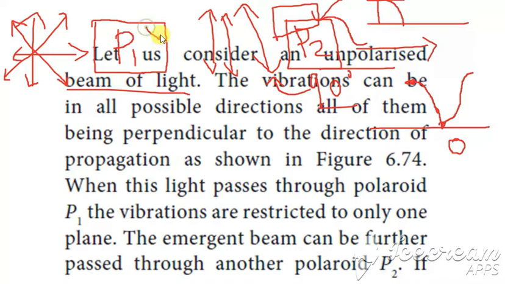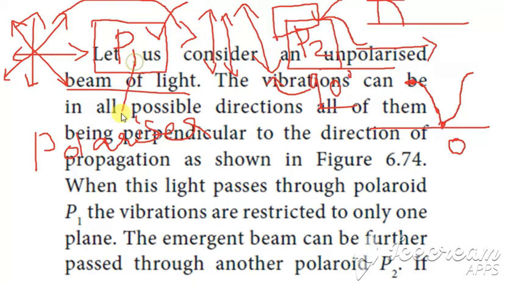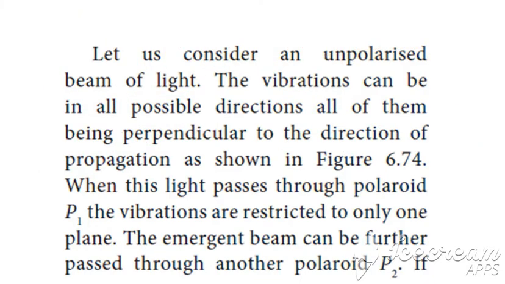The Polaroid P1 is called a polarizer, because it converts the unpolarized light into a polarized light. P2 is called an analyzer. What is the use of the analyzer? It is used to analyze the light. Clear? So this is the working which is given here.